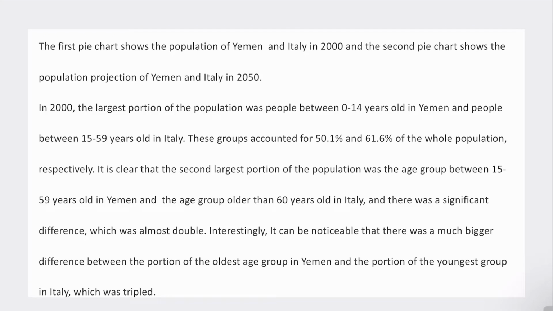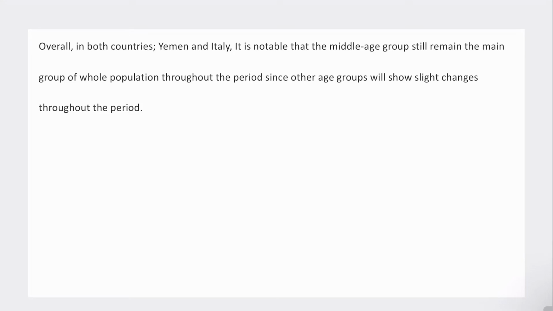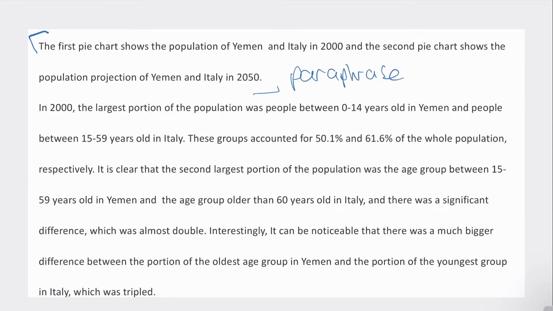The first pie chart shows the population of Yemen and Italy in 2000. The second pie chart shows the population projection of Yemen and Italy in 2050. Okay, so we've got their paraphrase. But what we don't have is their overview summary. Okay, so you need to give an overview to get over a 5.0 for your task 1 IELTS. I don't think they've got it later on. Okay, well, they do have an overview kind of here, but they've put it like a conclusion. So this needs to go at the start of your essay, where you summarize the main trends, and then the rest of your essay should be explaining those 2 trends using facts and figures and detail from the graphs.